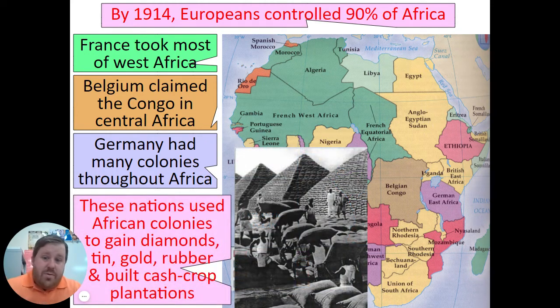So these nations used African colonies to gain diamonds, tin, gold, rubber, and they built cash crop plantations. They used these African colonies essentially for their resources. They would get these resources and then send them back to the mother country, or use them to produce other things in the mother country or something like that.